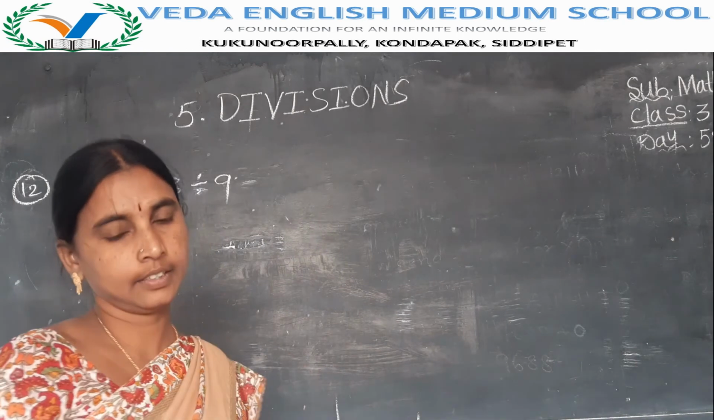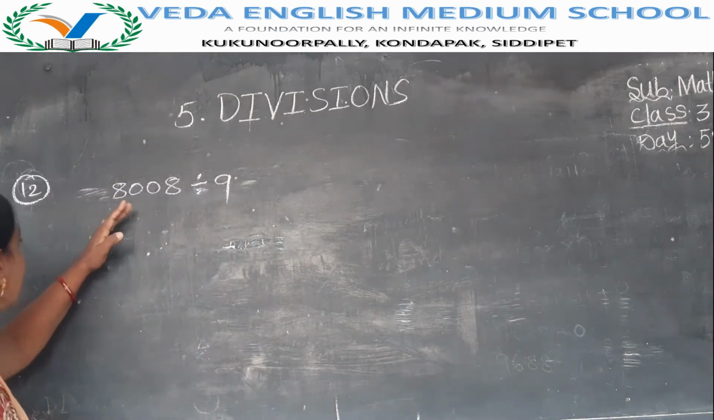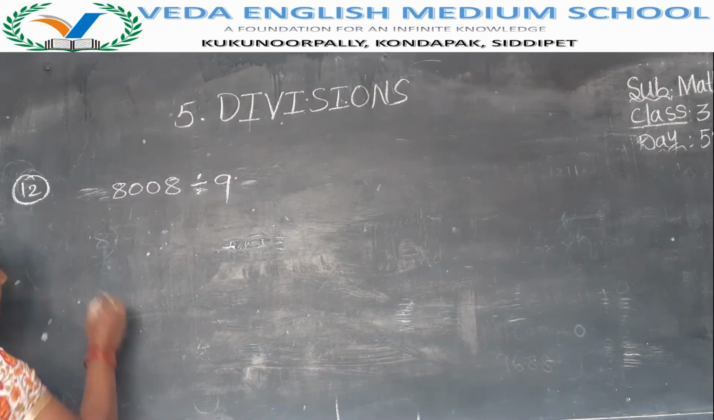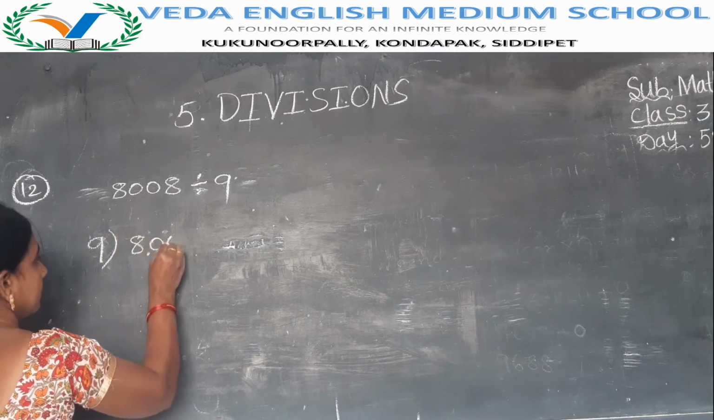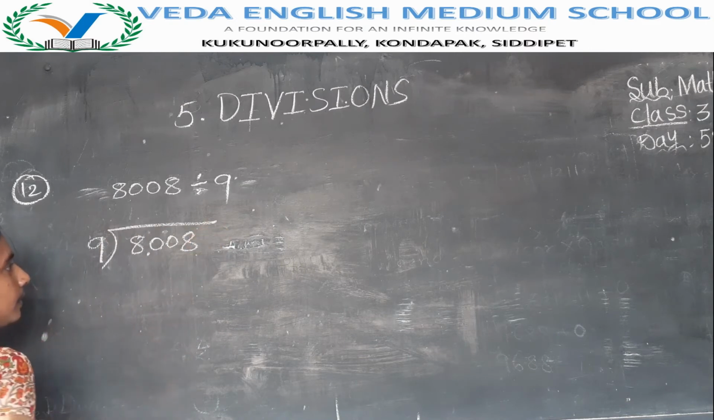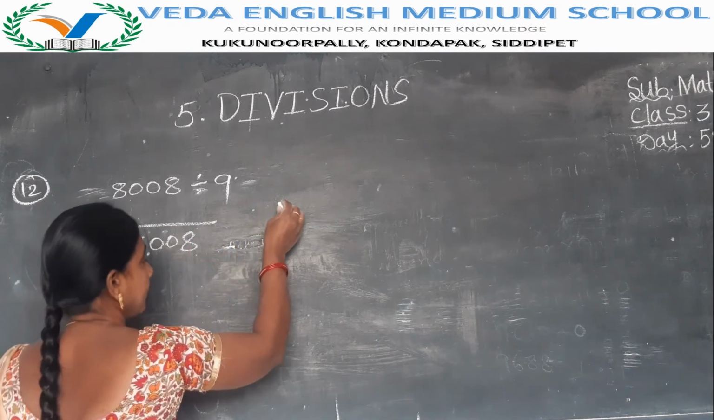Next, 9th, 10th, 11th, these 3 problems are your homework. Next, the 12th problem, the last problem: the dividend is 8008. Okay, the divisor is 9.